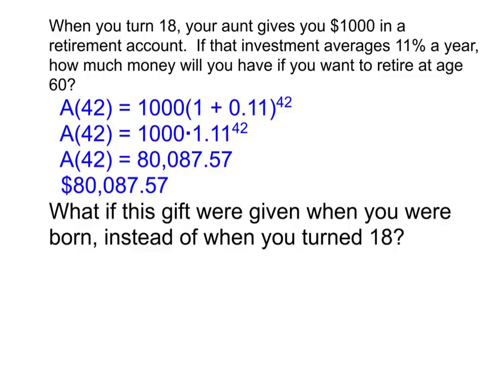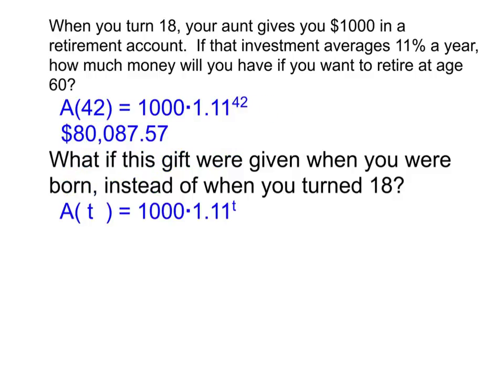All right, so in this case, since we're given it when we're born, we still are looking to retire when we're 60. Then that means that for t, we're actually plugging in the 60, the full 60 years. And when we do that calculation, we get $524,000. So notice what just 18 more years did. Just 18 more years took us from $80,000 to over $500,000.